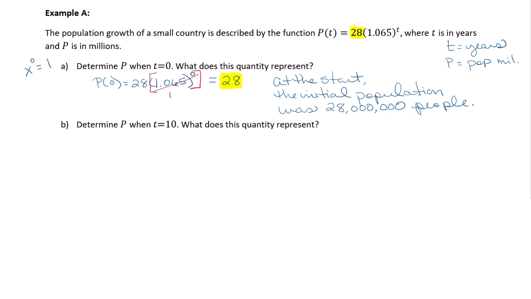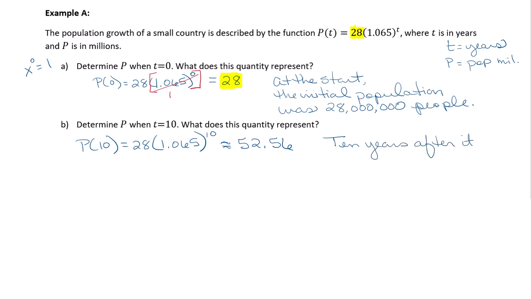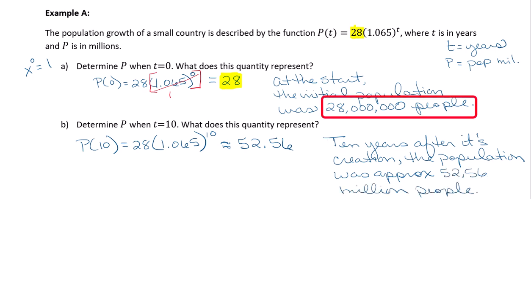Sorry about that. Now in example B, it says, now let's determine the population P when t equals 10. So we're looking for P of 10. We plug in 10 for our t, and this gives us approximately 52.56. So we can interpret this as 10 years after its creation, the population was approximately 52.56 million people. So notice in the first example, we went ahead and wrote it out with all the zeros. In the second example, I didn't. Not a particular reason. I just wanted to show you both ways.